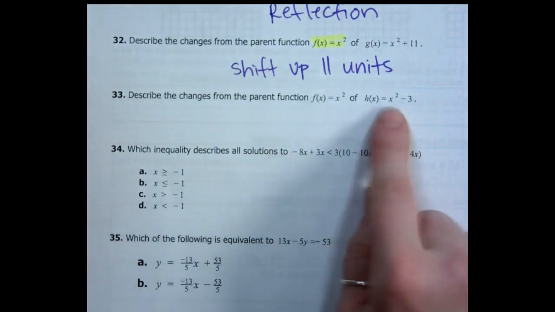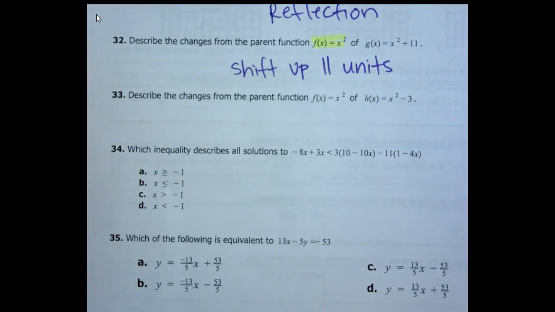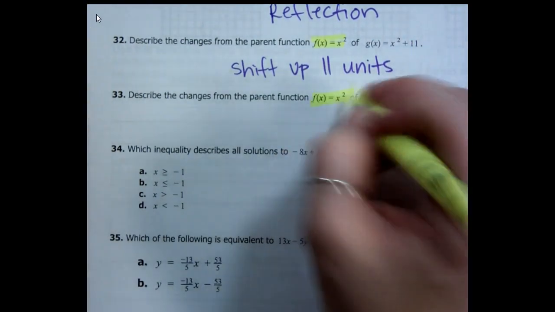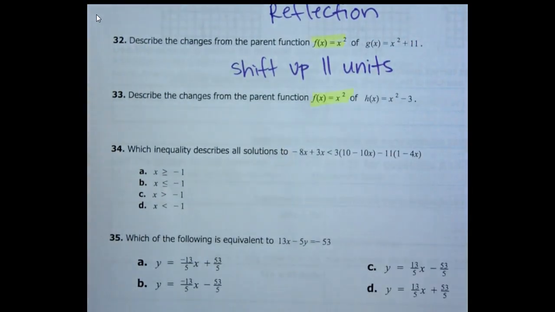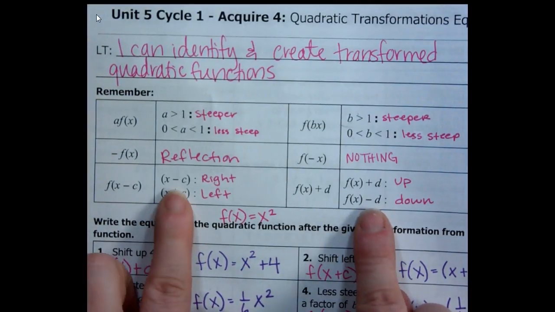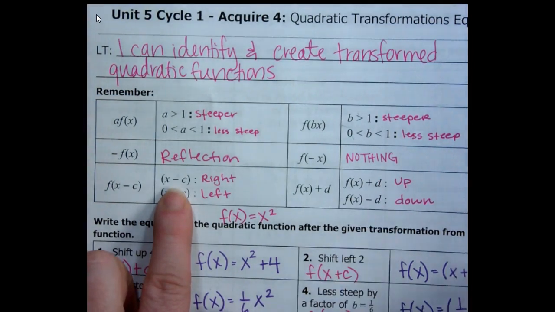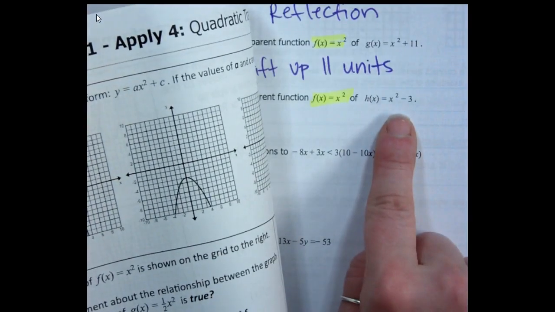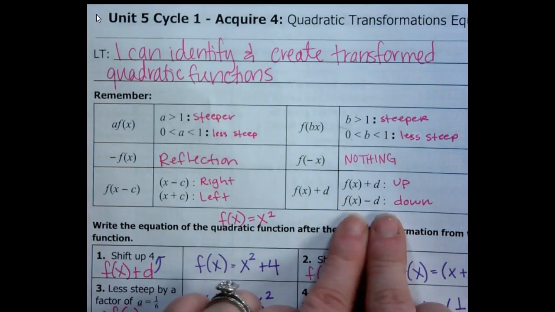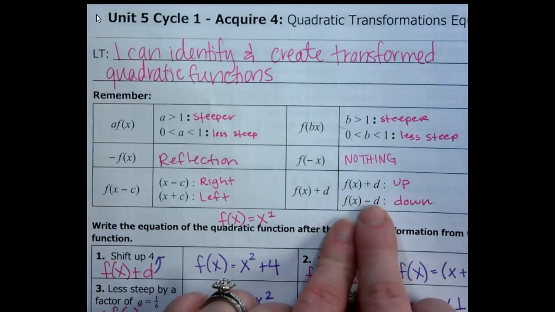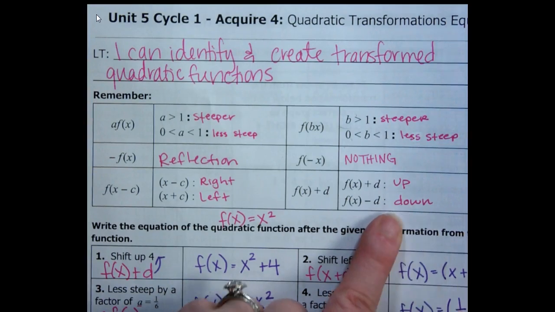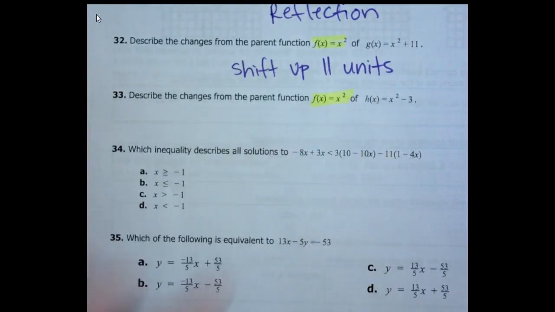When we look at this one, f of x equals x squared is the parent function, and our new function is x squared minus 3. So similarly, I have two options for minus. Our problem does not have any parentheses, which means it's got to be this one, because it's out in the back. So it's going to go down, and it's going to go down 3 units.